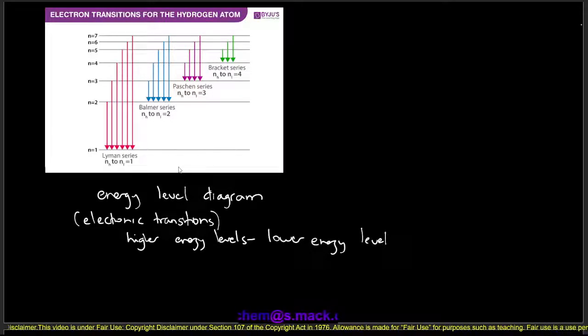So an electron absorbs energy, it's promoted to higher energy levels, right? So 2, 3, 4, 5, 6, whatever. In our diagram, what we can see is electrons dropping back down from higher energy levels to the n is equal to 1 level, 2, 3, 4, etc. What we will be looking at are the Lyman series and the Balmer series.